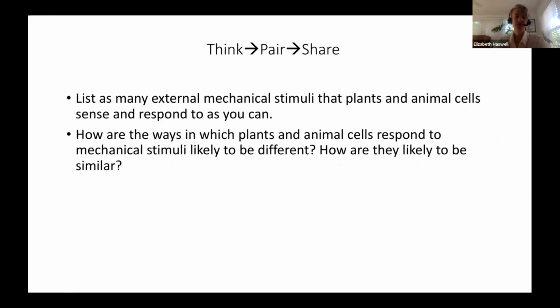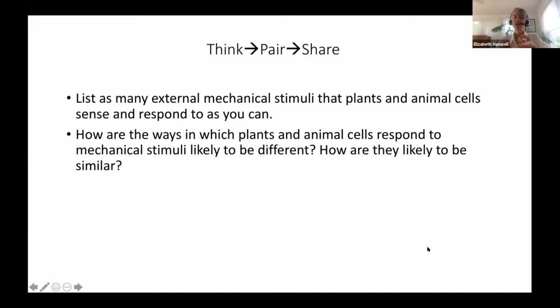Okay, so here's the first think, pair, share exercise. What I want you to do is to list as many external, you might need to write this down because I think I'm going to have to stop sharing in order to put you into different groups. List as many external mechanical stimuli that plant and animal cells sense and respond to as you can. And I want you to think a little bit about ways in which plant and animal cells responding might be different and how they might be similar.